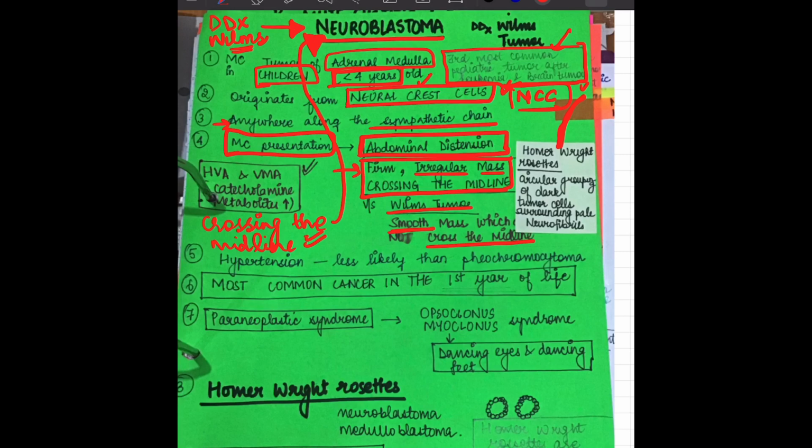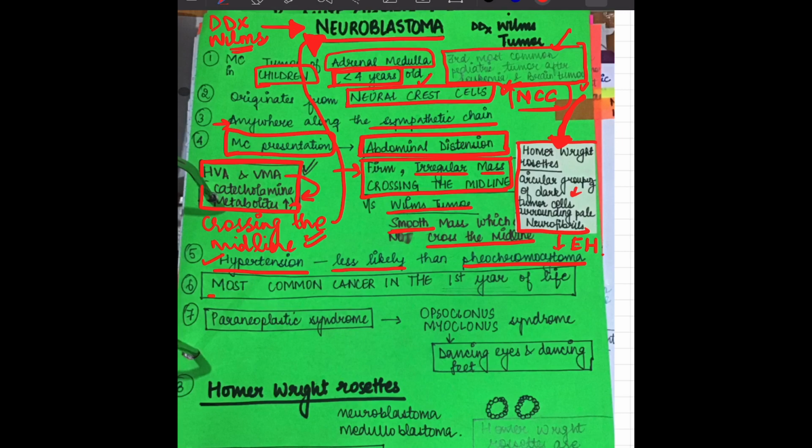Now, Homer-Wright rosettes are seen in case of neuroblastoma, which are the circular groupings of the dark tumor cells surrounded by the pale neurofibrils. You have to know what Homer-Wright rosettes are. Now coming on to the next point, HVA and vanillylmandelic acid, these are the catecholamine metabolites which are increased. Now next point is hypertension. Hypertension is less likely than in pheochromocytoma. In pheochromocytoma, you might know that there is episodic hypertension. But in case of neuroblastoma, the hypertension is less likely.